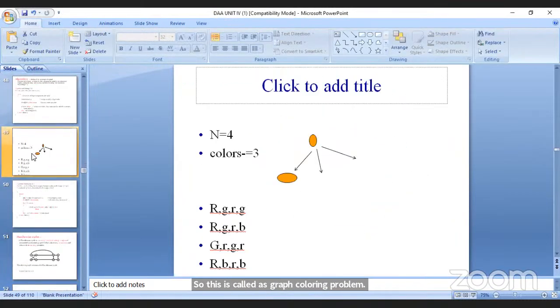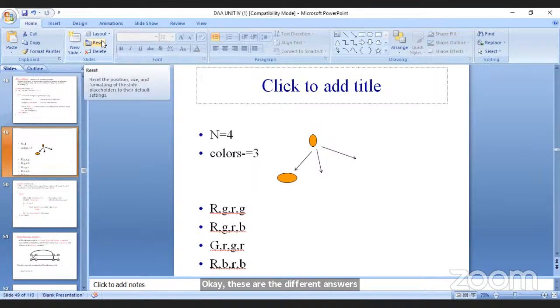So I have shown you the possibilities. So these are the different answers you will get. Okay, these are the different answers that you will get. Next, what is it that we have done? We have done about, what is it that we have done?